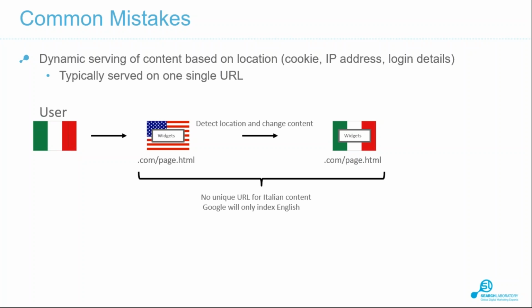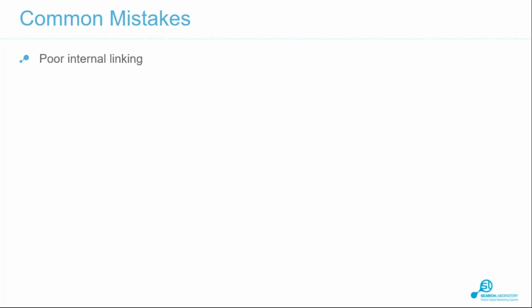Google's only going to index the English content for America because it won't be able to dynamically change the content and detect the Italian. I would say that if you have the capability or the resources to translate your content, such as in this example, then certainly set up unique URLs for that content so you can gain maximum visibility in your international markets.